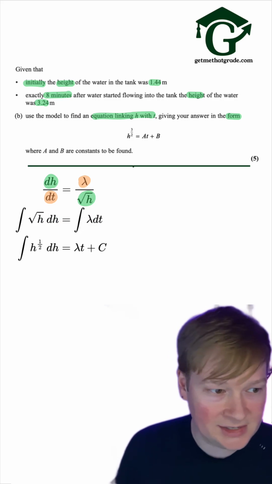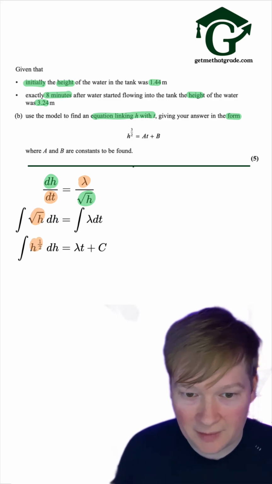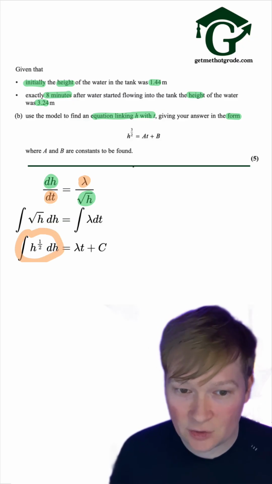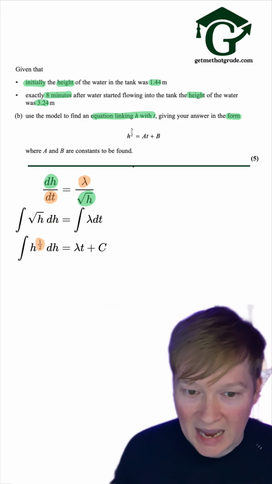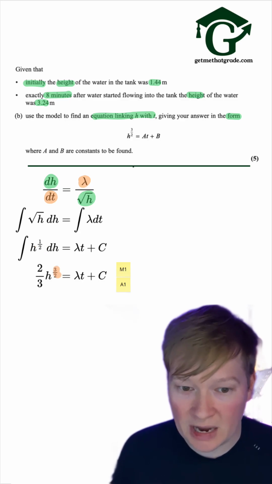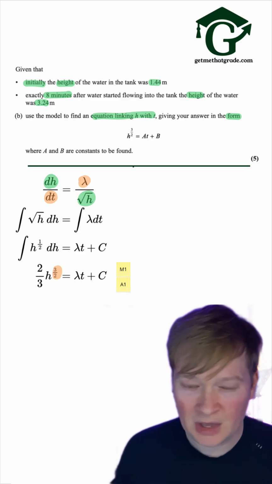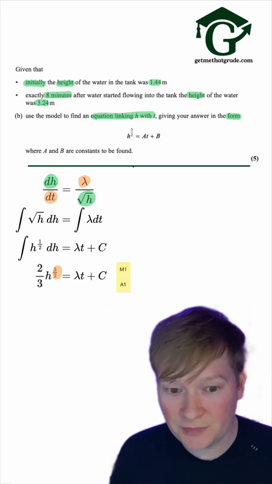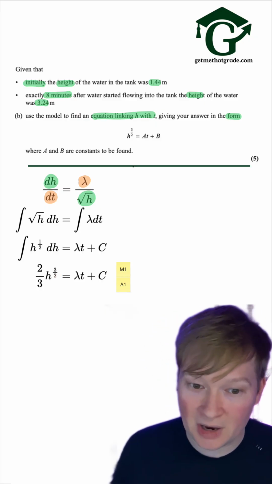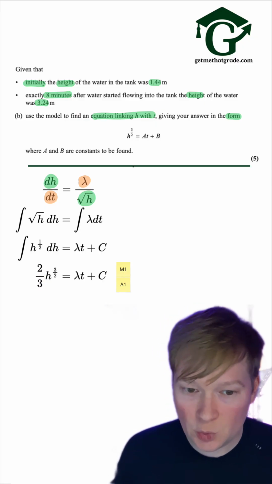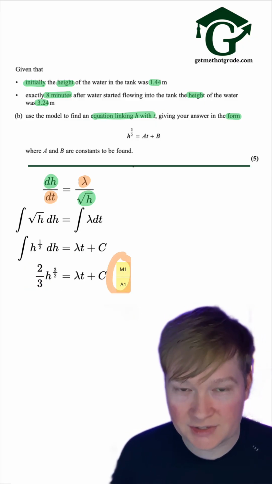Let's rewrite root h in a friendlier way. That's h to the power of a half. Now that's ready to integrate. How do we do that? We add 1 to the power to get the new power of 3 over 2, but then we divide by that new power. Dividing by 3 over 2 is the same as multiplying by its reciprocal, 2 over 3. If we do all of that, we get our first 2 marks.